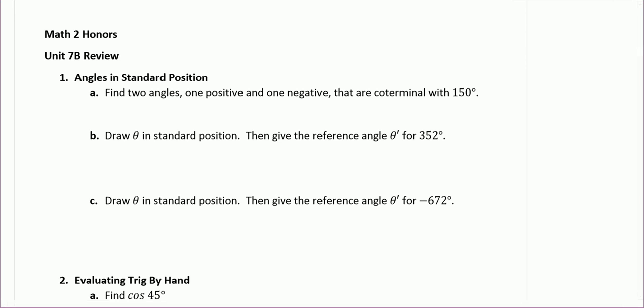Coterminal references, so if we have our x and y axes, 150 degrees will be pointed in the second quadrant. Remember, we have 0 degrees pointed east, 90 degrees pointed north, and 180 degrees pointed west. So 150 degrees is between the 90 and the 180.